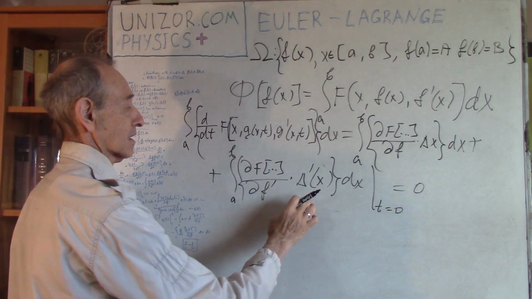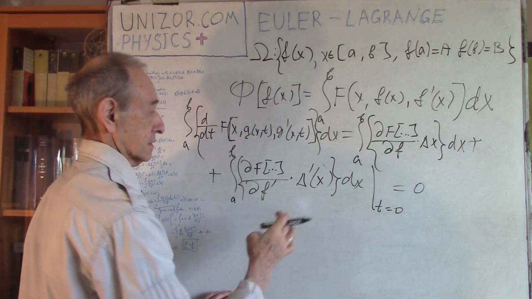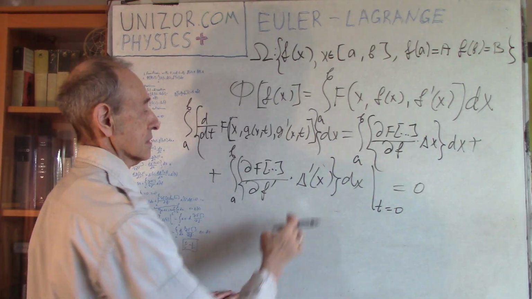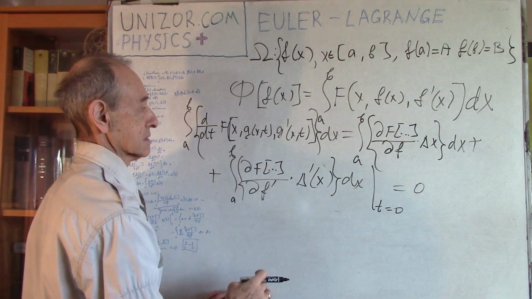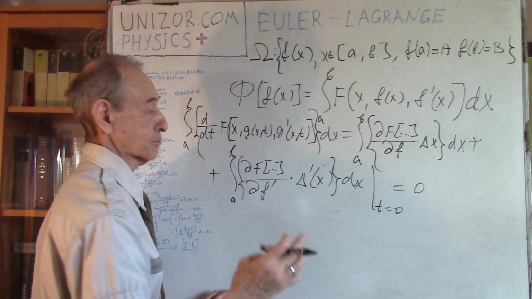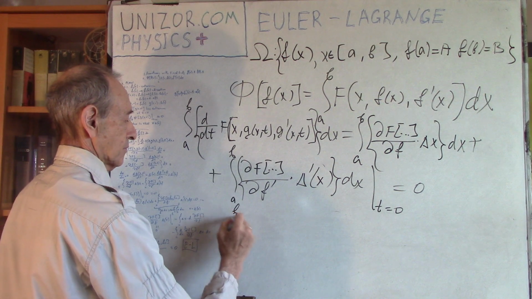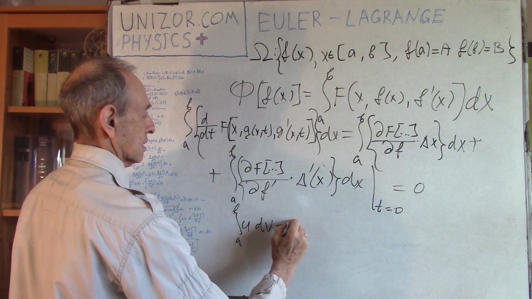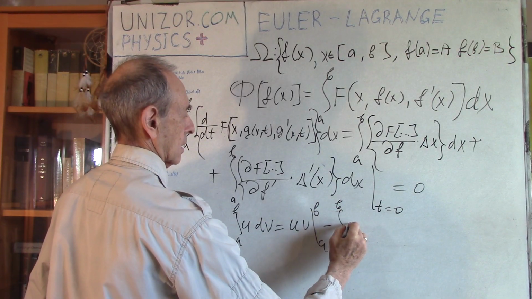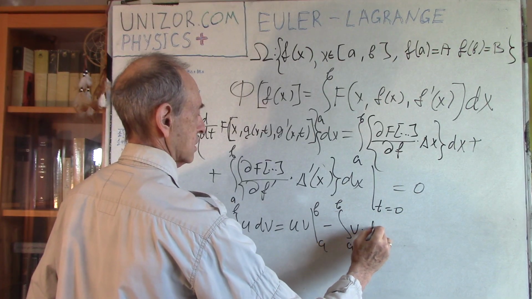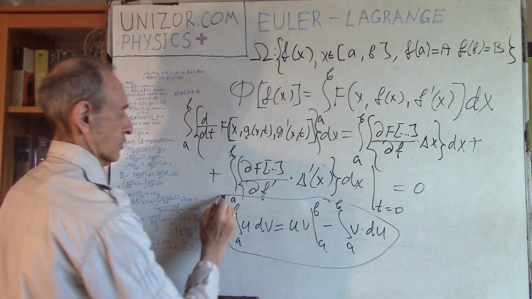Now, the second integral slightly spoils the picture, right? But I can actually change it in such a way that the second integral would also depend on delta x, not delta prime, not the derivative. How can I do it? Very simply: integration by parts. Integral of u dv is equal to uv from a to b minus integral of v du. Well, I hope you remember this formula from calculus.